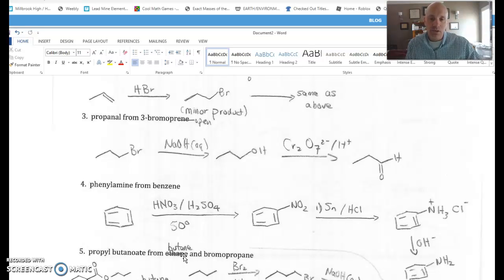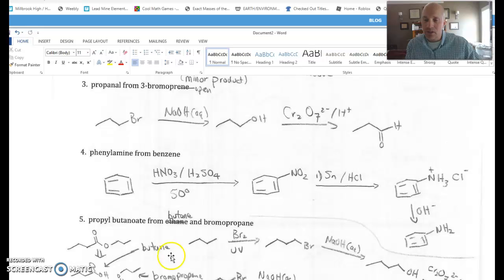Okay, so now that you've had a little bit of time to think about it, let's start by drawing the eventual product and see how we can get there. So propylbutanoate is going to be an ester. This is the propyl part, and the way the naming works, butanoate means that it's an ester that comes from butanoic acid.